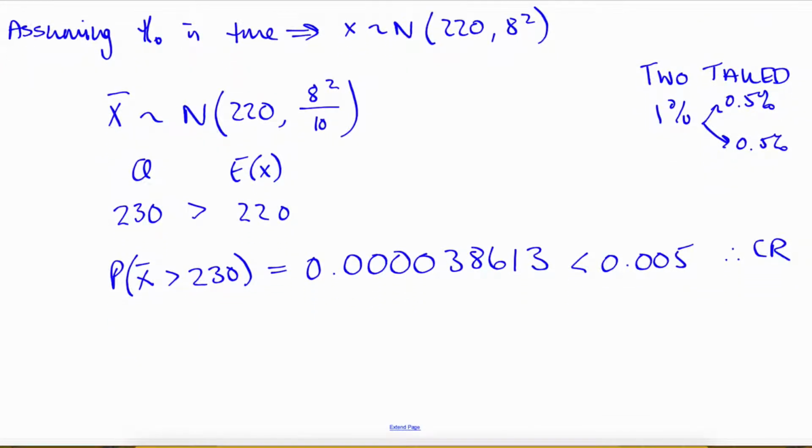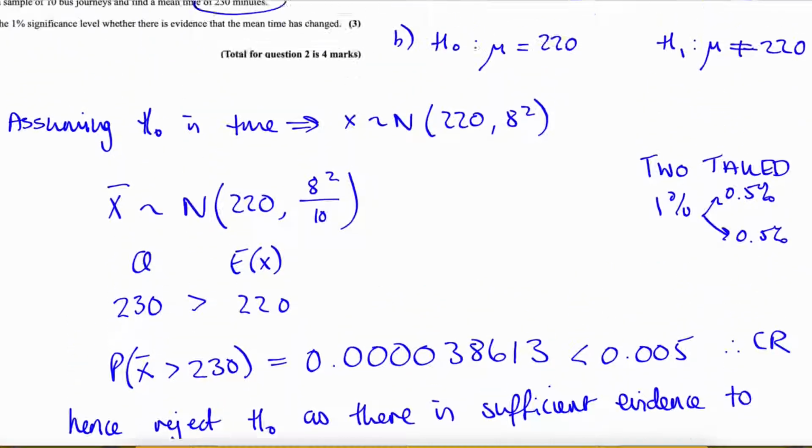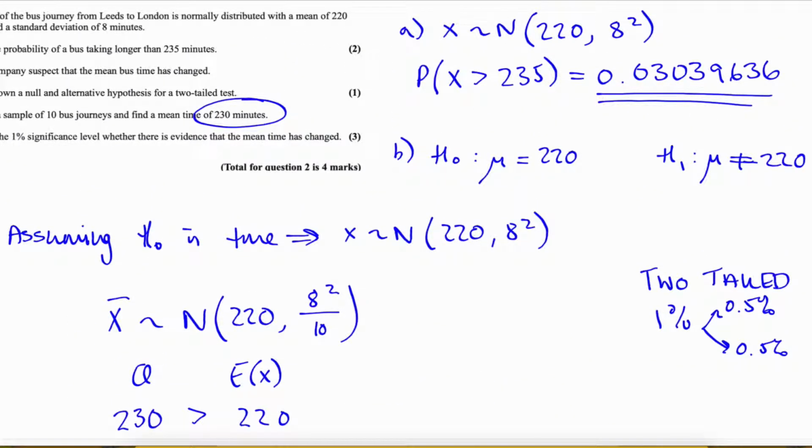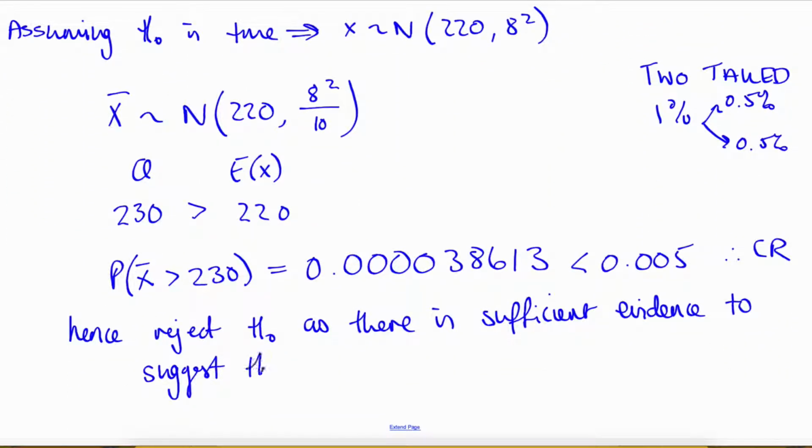So now we need to make a little statement. We're going to say we're in the critical region. Hence, reject H0, or our null hypothesis, as there is sufficient evidence to suggest, and then let's have a look back at the context of the question. Here it says the mean time has changed, so there is evidence to suggest the mean time has changed.